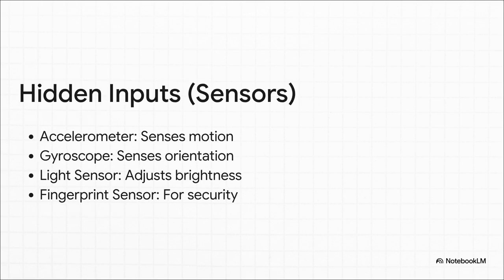But here's where it gets kind of cool. Your device is also taking in a ton of information that you're not even thinking about. Like when you turn your phone sideways and the screen rotates, that's the accelerometer and gyroscope doing their thing. Or when the screen automatically gets dimmer in a dark room, that's the light sensor at work. These are the hidden inputs, and they're constantly gathering data from the world around you.